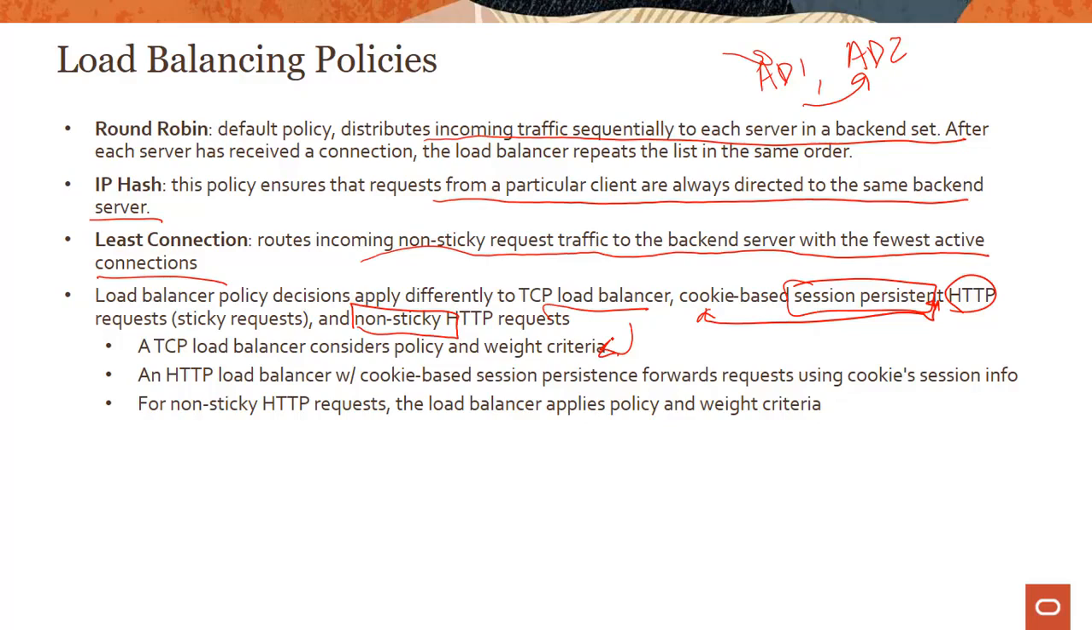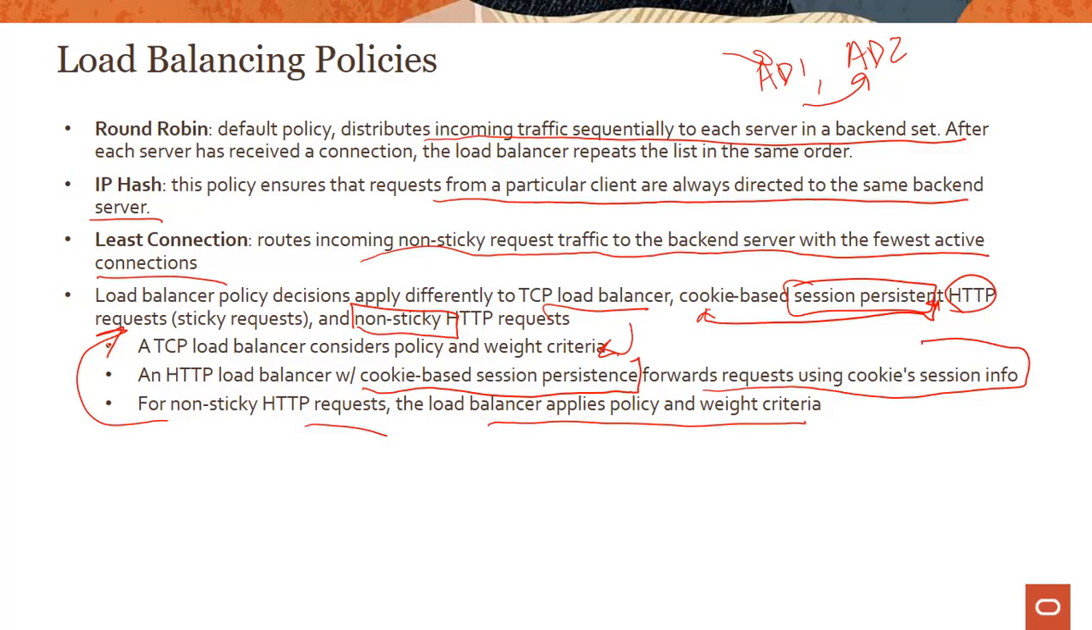HTTP load balancer has more intelligence. So if you use something called cookie-based session persistence, then it forwards requests using cookie session info, which makes perfect sense because you have sticky sessions. So it looks at the cookie and then it makes a forwarding decision based on that. For non-sticky HTTP requests, the load balancer applies policy and weight criteria similar to how the TCP load balancer works.